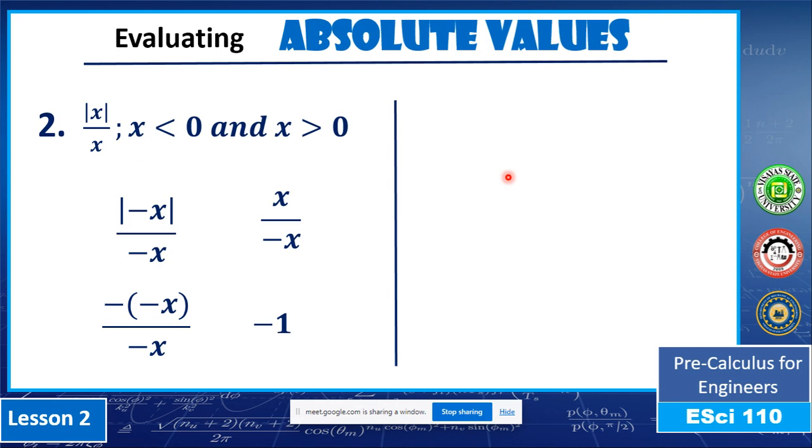Next, for x that is greater than 0, these are positive numbers. So let's write the absolute value of positive x all over positive x. The absolute value of a positive number is just the number or the variable x itself, so x all over x. So x divided by x equals 1. So they have different answers depending upon the condition, since this one is less than 0 and this is greater than 0.